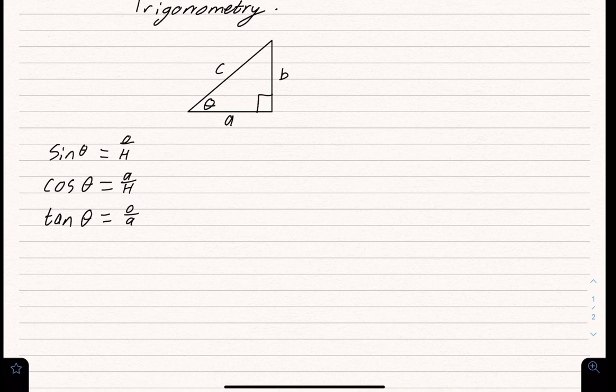Now, how does this apply to the triangle we've created? Well, if you look at theta, the side opposite to it is B. So it'll be B over the hypotenuse, C. The adjacent side is A, so it'll be A over C. And then the opposite over the adjacent would be B over A.